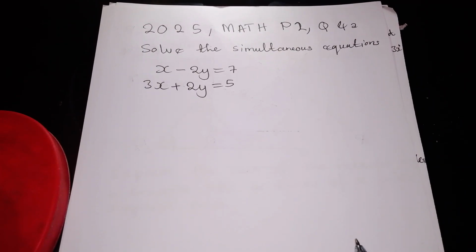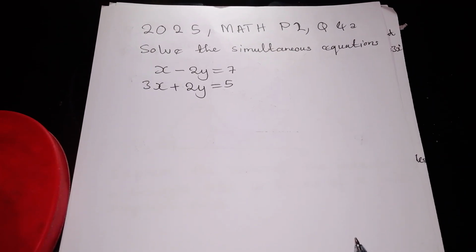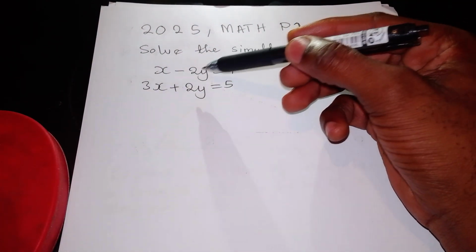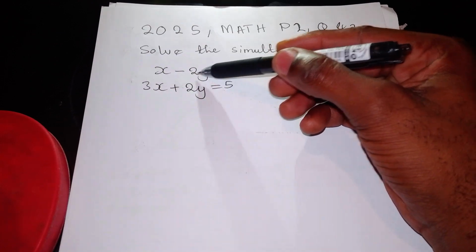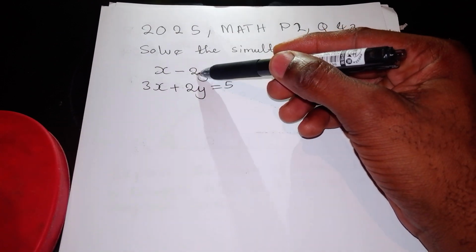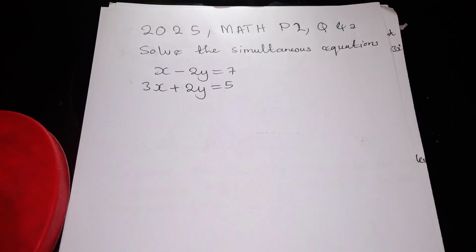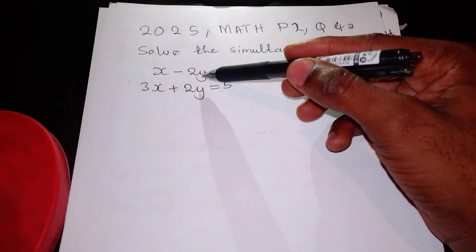2025 Math Paper 2, Question 4a. Solve the simultaneous equations. To solve these two equations, as you can see, we have the same coefficients of y here. We have a 2 and we have a 2, and the signs are different. So your job here is to eliminate the y's.